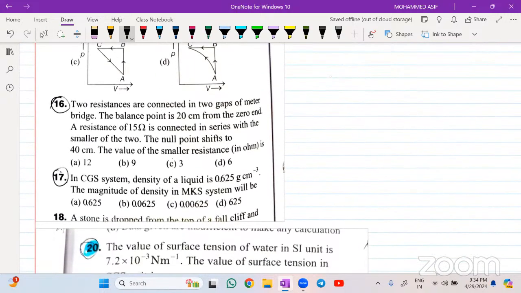Question number 16. Two resistors are connected in the two gaps of the meter bridge. The balance point is 20 centimeter from the zero end. The resistance of 15 ohm is connected in series with the smaller of the two. The null point shifts to 40 centimeter. The value of smaller resistance is how much? Tell me quickly. This will be our meter wire, and here somewhere it will be connected.